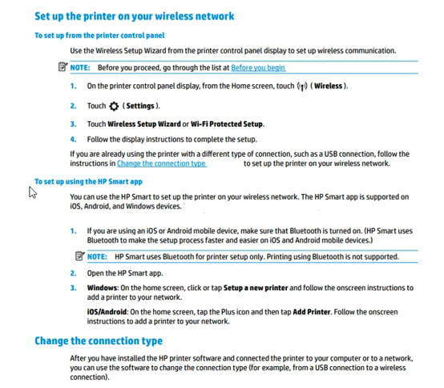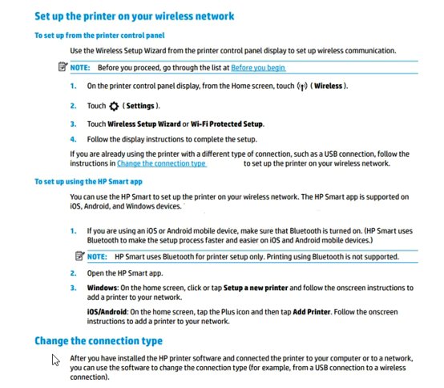Now let's see how to set up using the HP Smart app. You can use the HP Smart app to set up the printer on your wireless network. The HP Smart app is supported on iOS, Android and Windows devices. You can follow these 3 steps which are available on the screen. So in this way you can set up your printer wirelessly using the HP Smart app.